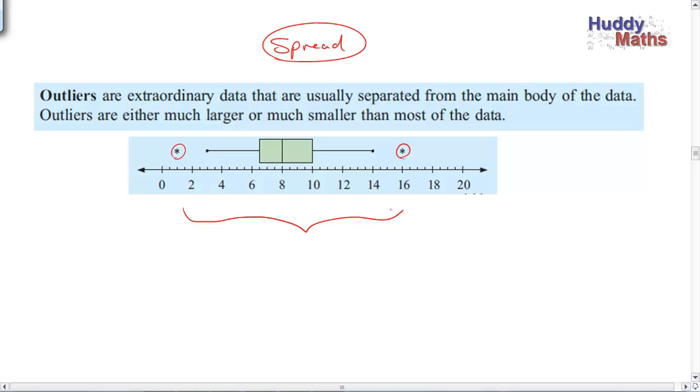Because they are outliers, they aren't really characteristic of the data. They generally are thought to represent errors in measurement, and therefore we should look at those separately. So the outliers are extraordinary, not in the ordinary, separated from the main body of data, either much larger or much smaller.